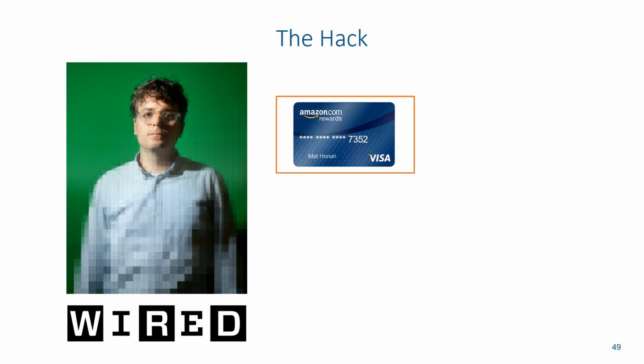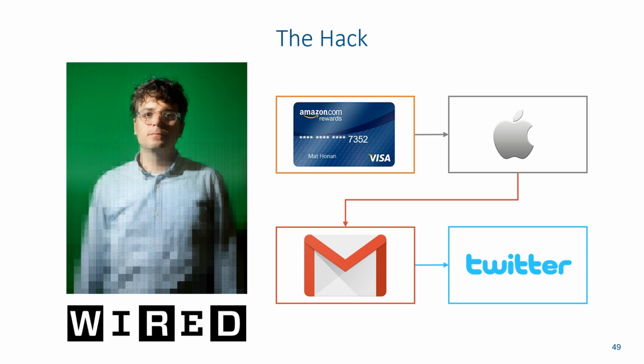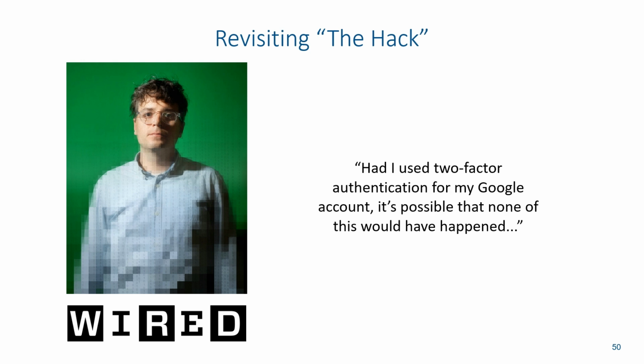Now that they had the last four digits of the credit card number, they were able to gain access to the Apple mailbox account through a temporary password, because they had the email account, the address, and the last four digits of a credit card number. So they changed the password to the me.com mailbox account, which is the backup to the Gmail account. From there, they issued a recovery request for the Gmail account. That email was sent to the me.com account, where they were able to gain access to the Gmail account. From there, they reset the Twitter password using the Gmail account. At this point, they deleted the whole Google account and remotely wiped the MacBook, iPad, and iPhone. Revisiting this hack, Matt Honan said, had I used two-factor authentication for my Google account, it's possible that none of this would have ever happened.